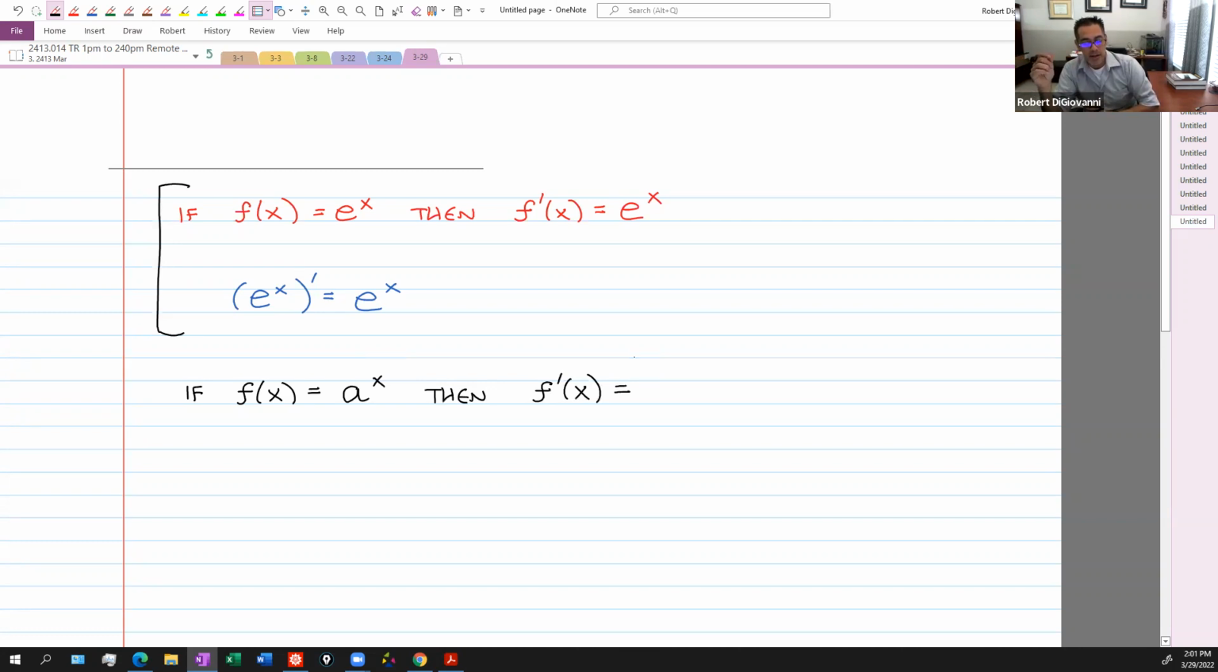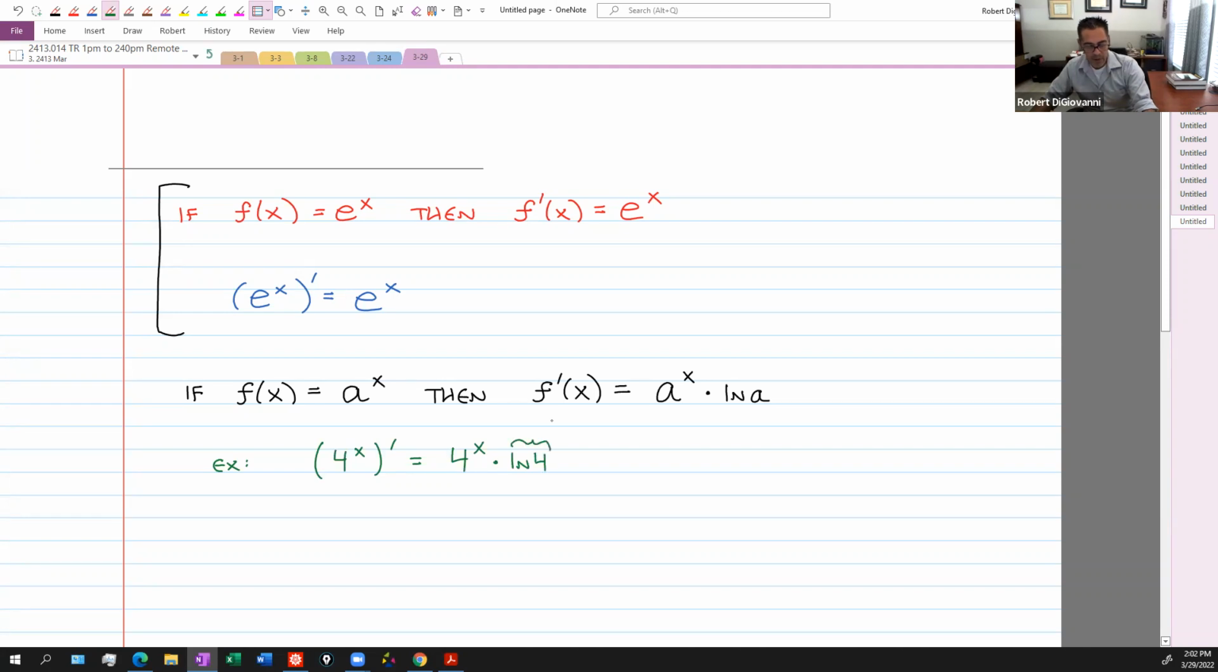It is itself. I told you it wouldn't be itself, right? But it is itself, but there's one thing you have to do. You have to multiply that by the natural log of a. Let me give you a specific example. If I ask you for the derivative of 4 to the x, it will be 4 to the x itself, but not quite. You have to multiply times natural log of 4.